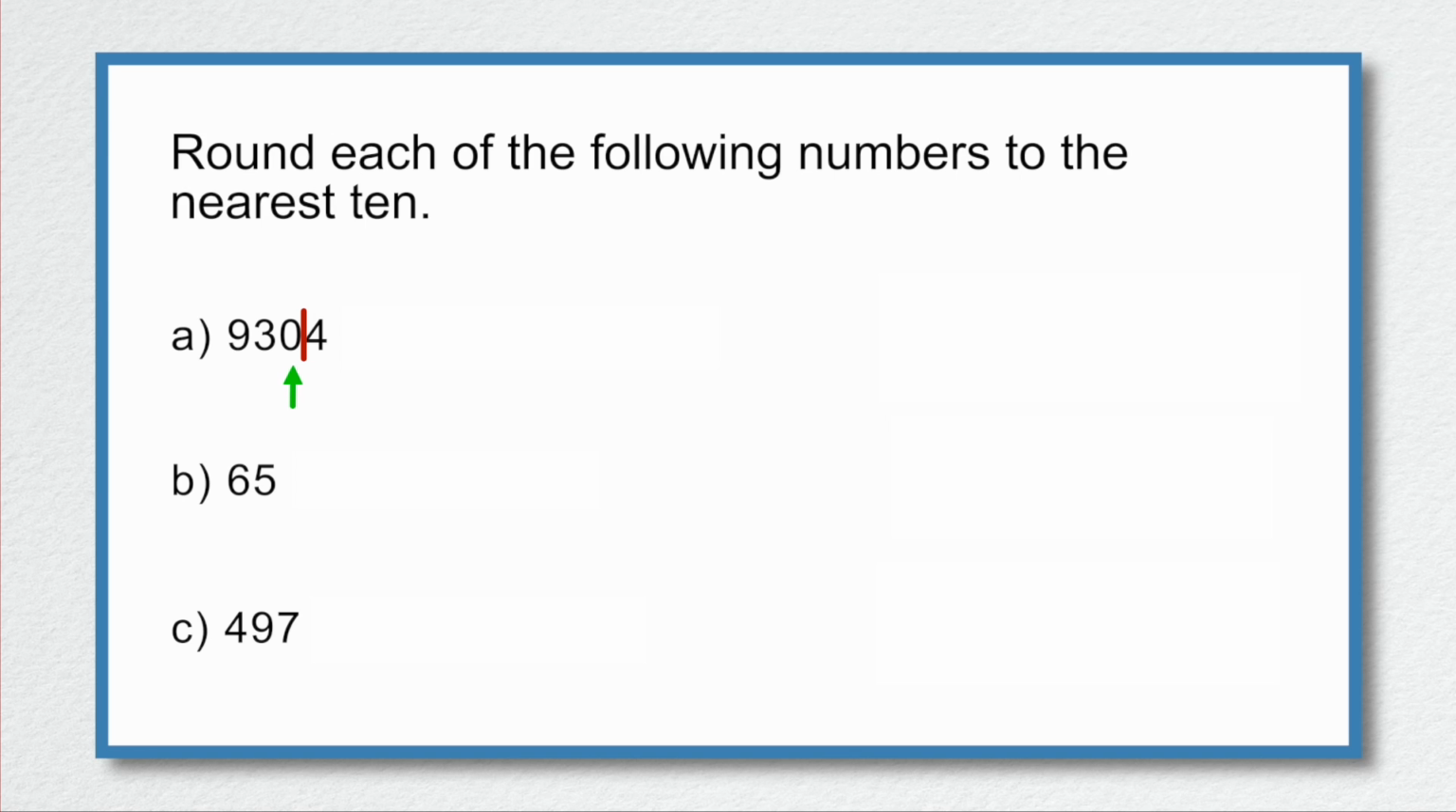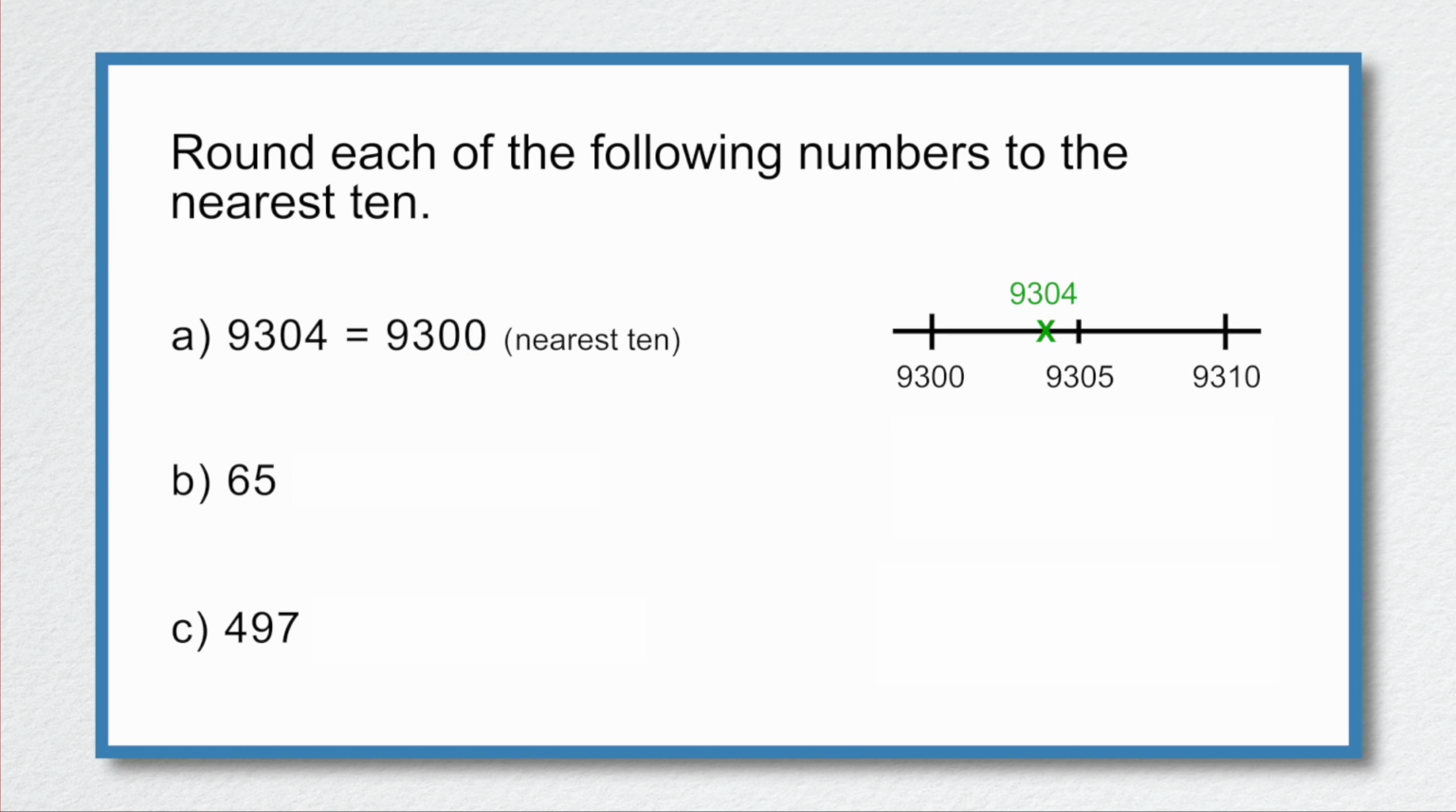So we look at the first digit after the cut-off point, which is our 4 units. And because this is 4 or less, we keep this naught the same. So 9,304 is 9,300 to the nearest 10. Notice that I have put a naught in the units column for place value reasons.